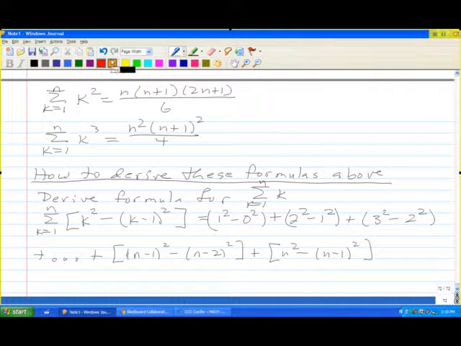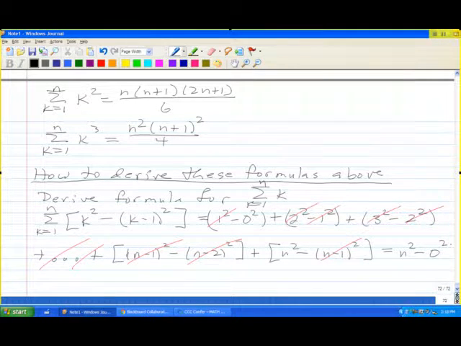So notice that the 1 squares cancel, the 2 squares cancel, the 3 squares are going to cancel with something over here. The (n minus 1) squares cancel. The (n minus 2) squares cancel with something before it. So the only things that are left are the first term and the last term, n squared. This is called a telescoping series.